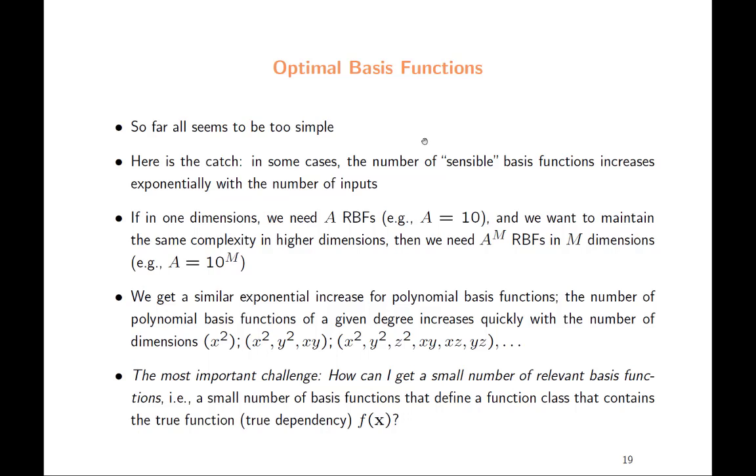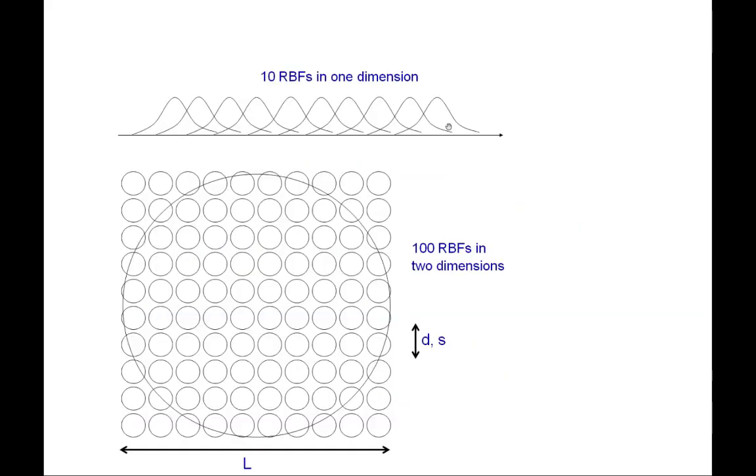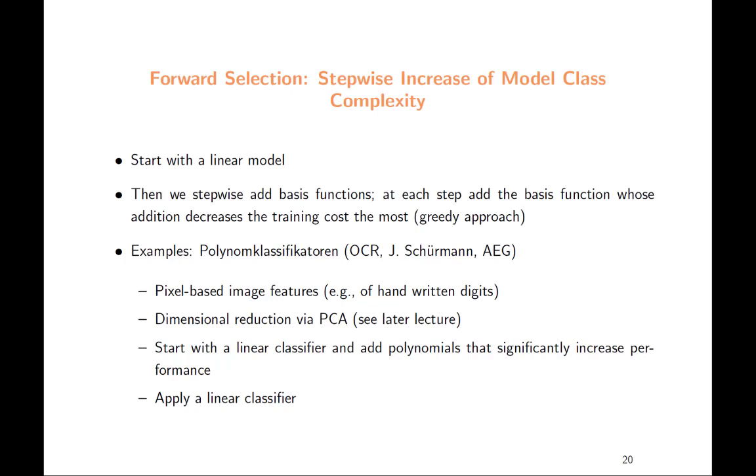So the possibly very small number which still is able to capture the behavior of the function we are trying to model. So here's an illustration. In one dimension we have 10 RBF type of basis functions that we can model a certain smooth function over here. If we want to have the same smoothness, we need already in 2 dimensions 10 to the power of 2, which means 100 RBFs, and this goes up if you increase the dimension of the input space.